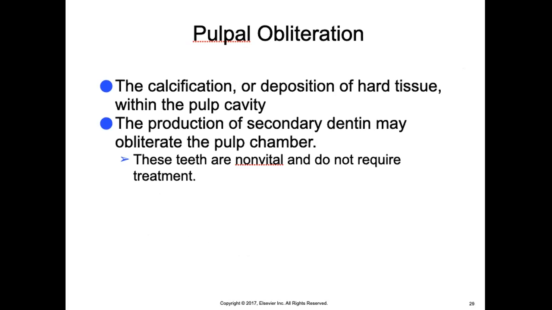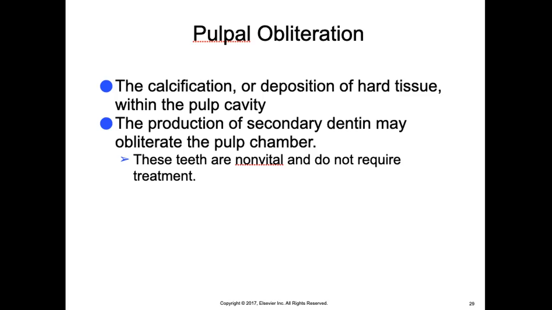Pulpal obliteration is when the calcification or the deposition of hard tissue within the pulp cavity becomes so much that basically the pulp disappears entirely. These teeth are considered non-vital and do not require treatment. This may be caused by attrition, abrasion, caries, dental restorations, trauma, or abnormal mechanical forces.